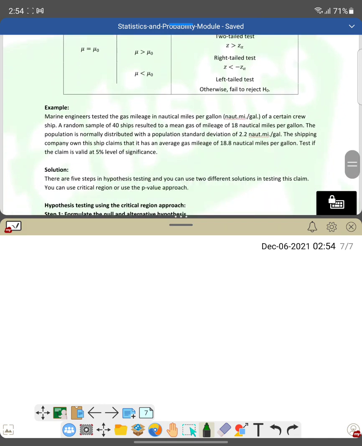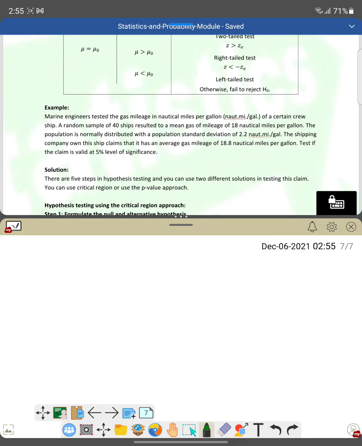Okay, we will have an example. Marine engineers tested the gas mileage in nautical miles per gallon of a certain cruise ship. A random sample of 40 ships resulted in a mean gas mileage of 18 nautical miles per gallon. The population is normally distributed with a population standard deviation of 2.2 nautical miles per gallon. The ship company that owns this ship claims that it has an average gas mileage of 18.8 nautical miles per gallon. Test if the claim is valid at the 5% level of significance.